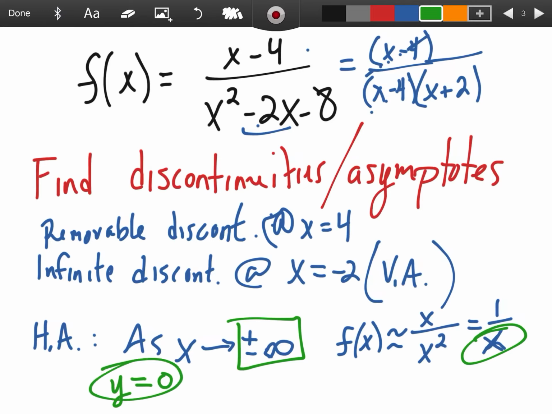Now, it is important that we say the horizontal asymptote is always a y equals if it exists. And then our vertical asymptote is an x equals if it exists, okay? You can't just say vertical asymptote equals -2. That doesn't really mean anything. The vertical asymptote is the line with equation x equals -2.